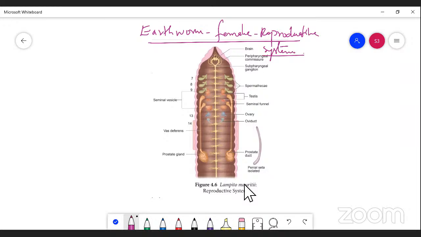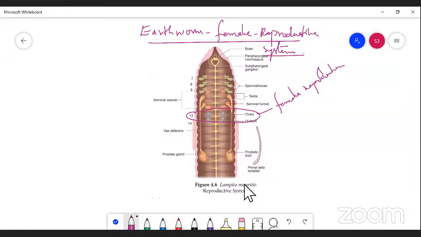The earthworm female reproductive system consists of a pair of ovaries located in the 13th segment. See, that's segment number 13 here. A pair of ovaries are located there, right?